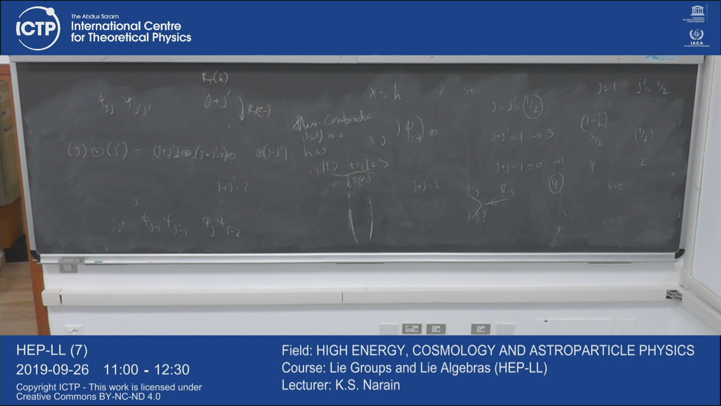But that's not the case for SU3 cross SU2 cross U1. We are talking about a direct product. All the generators of these groups commute.